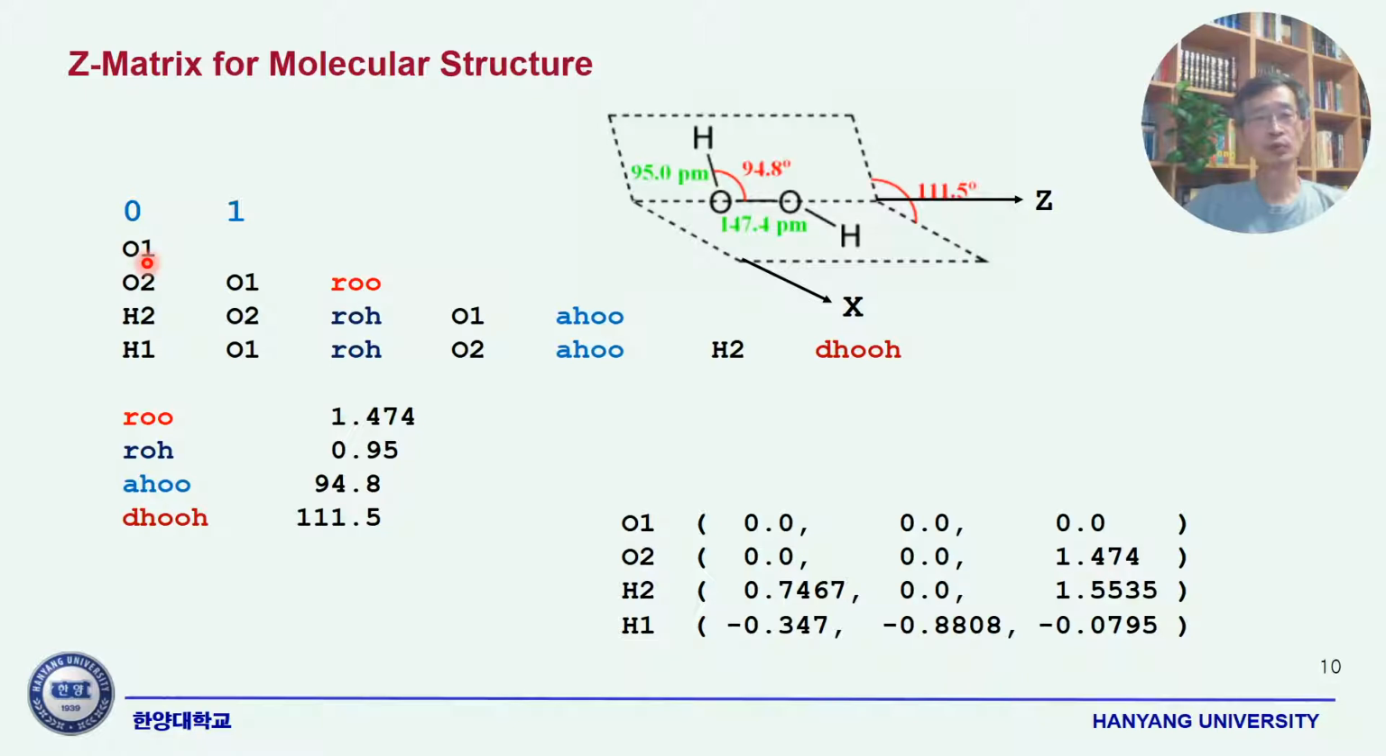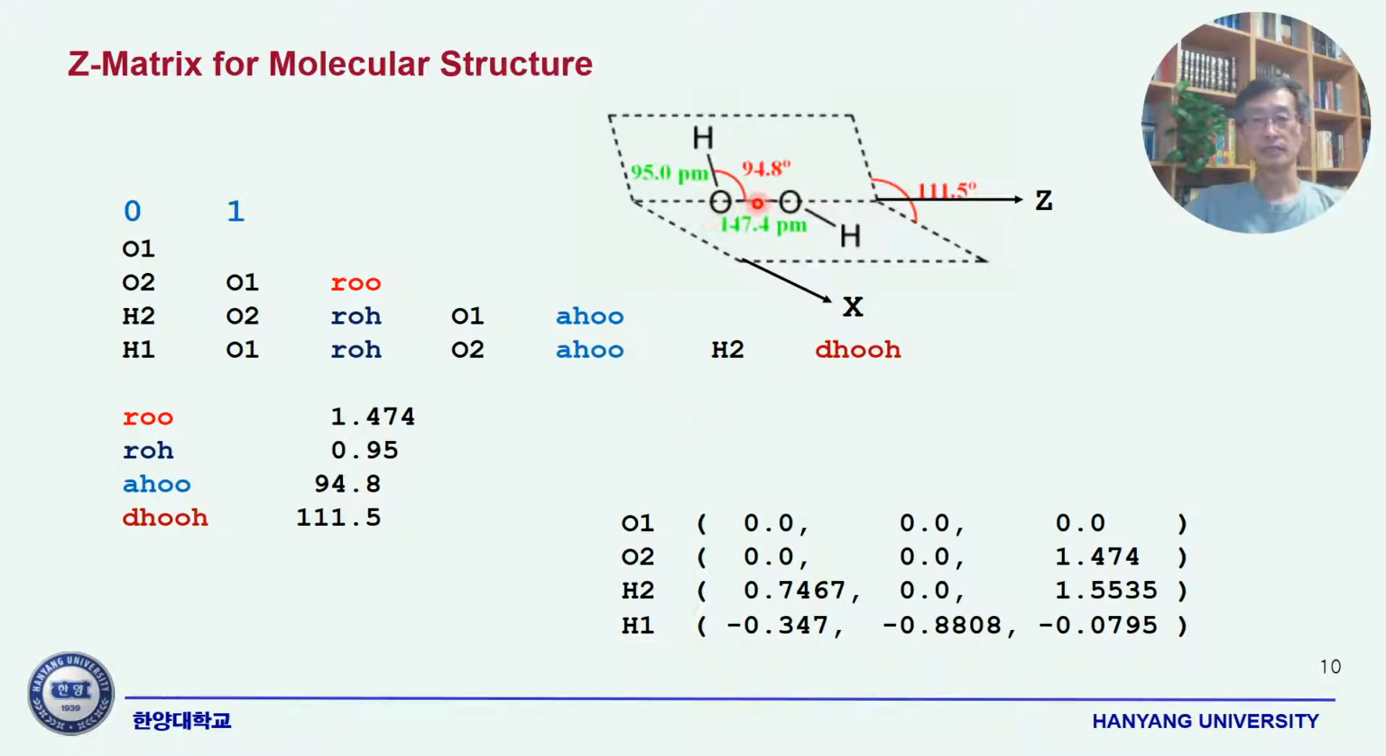O1 is at the origin, 0, 0, 0. O2, in the convention, is on the z-axis, so O2 is 0, 0, 1.474 angstrom. So this is the z-axis. Okay, just like that.